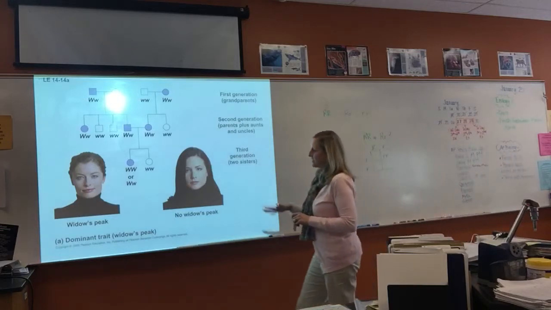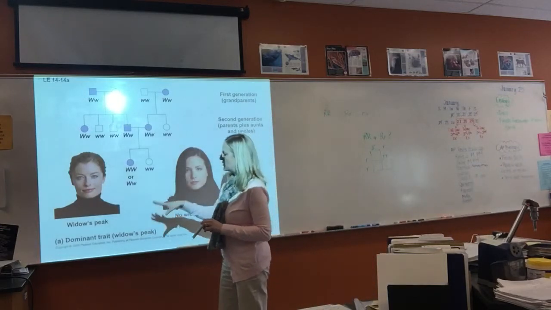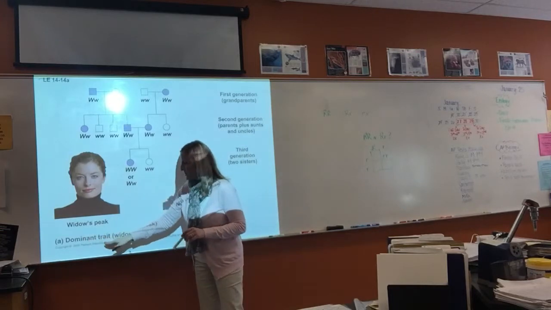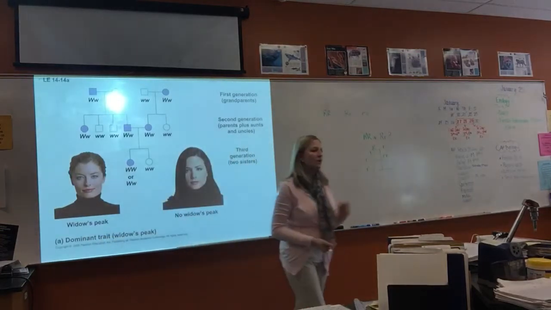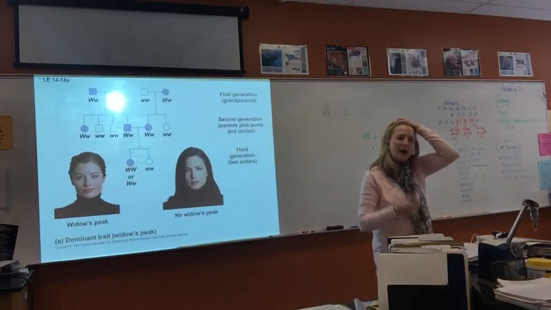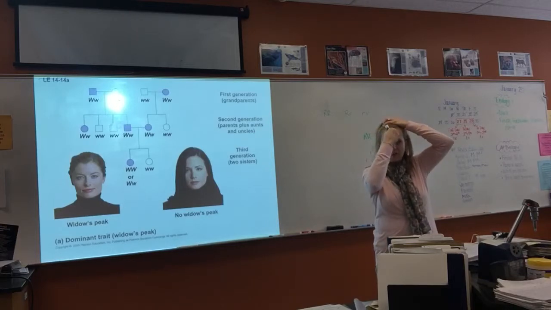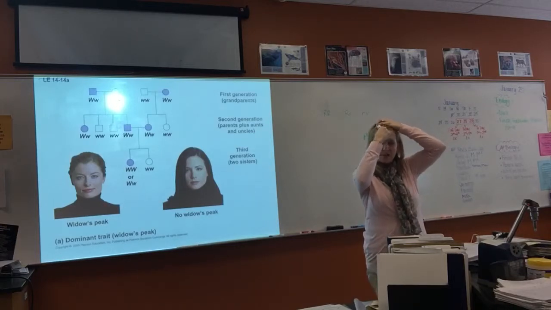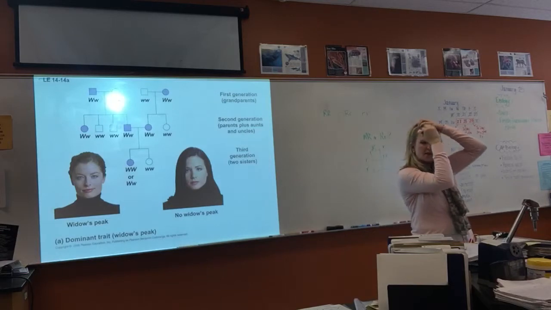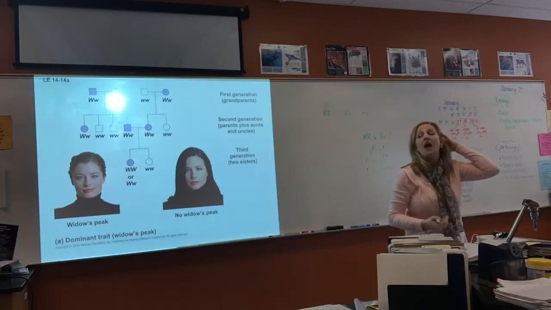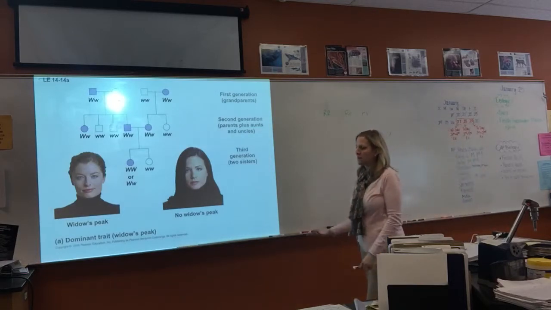So this particular pedigree is looking at a dominant trait of widow's peak. Widow's peak is, if you pull your hair back, if your hairline comes down to a point right here, that's a widow's peak. If it's straight across, you have no widow's peak. Having a widow's peak is a dominant trait.